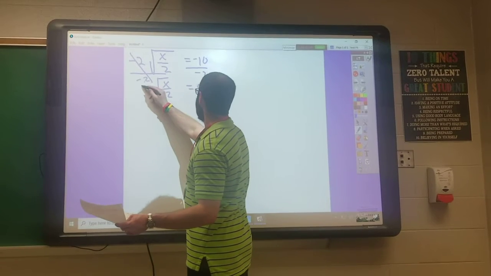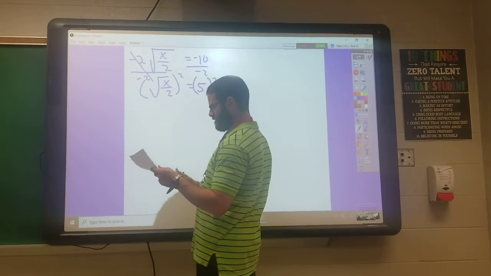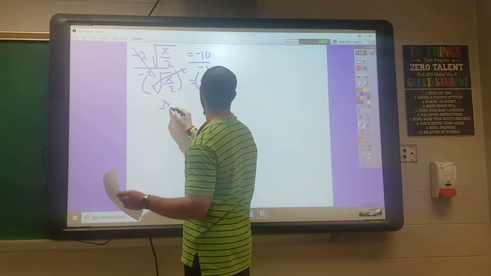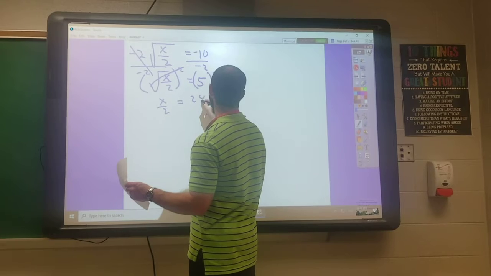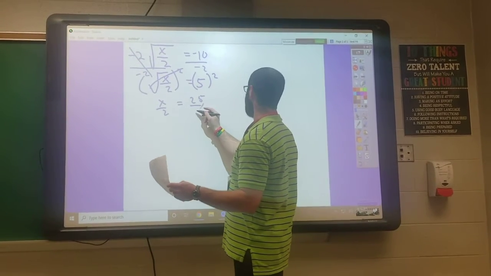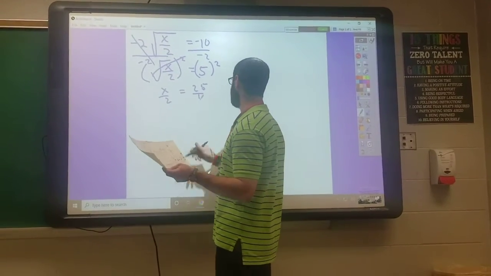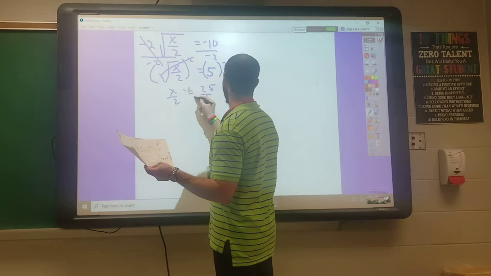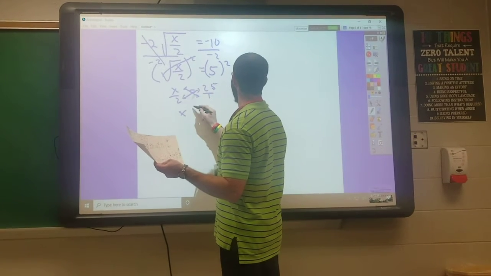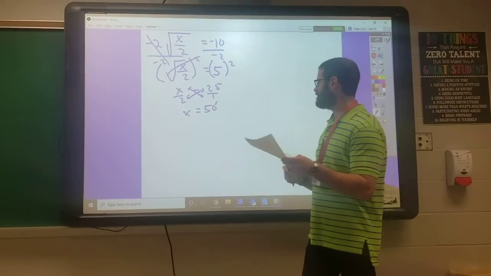Getting rid of the square root, I want to square both sides now. So when I square both sides, again, the square root's going to go away. I'll just have x over 2 equals 25, which is 5 squared. And I can go ahead and put 25 over 1 and create sort of like a proportion here. Cross multiply, right? x times 1 is x. 2 times 25 is 50. Okay, again, we have to check our answer, so let's do a check.